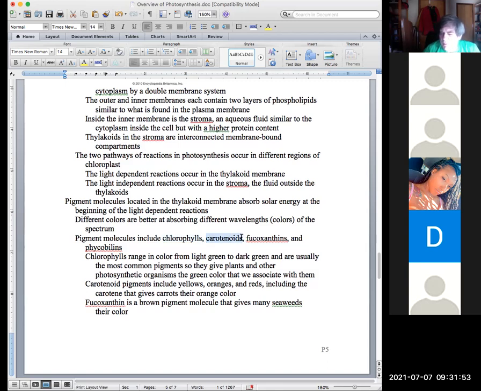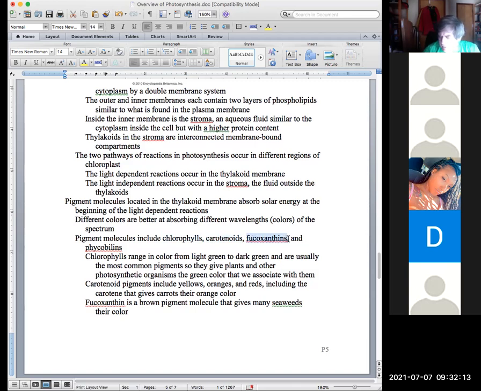There's a whole group of chemicals called carotenoids. And carotenoids can be yellow, they can be orange, they can be red. They actually get their name from a compound that gives carrots their colors.